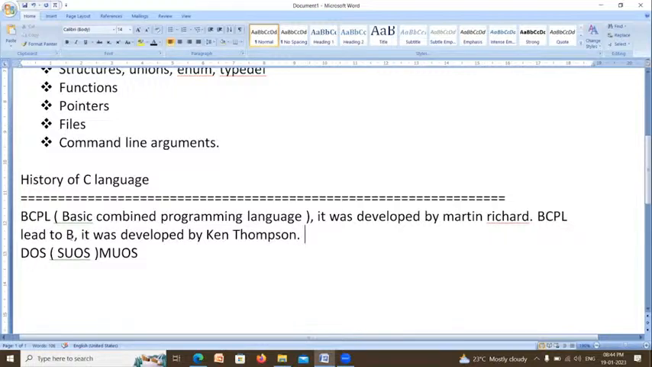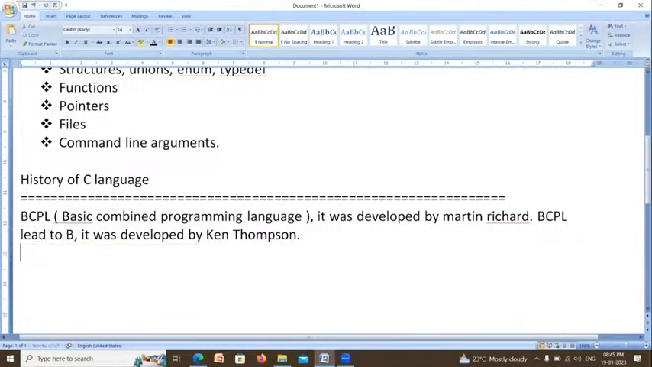What was the motto for developing the B language? Their aim was to build a multi-user operating system. By using B, they developed one multi-user operating system called Multics. Now you are using the Unix operating system and the Linux operating system. Multics was the first multi-user operating system. They successfully developed BCPL, and after that they developed B also.